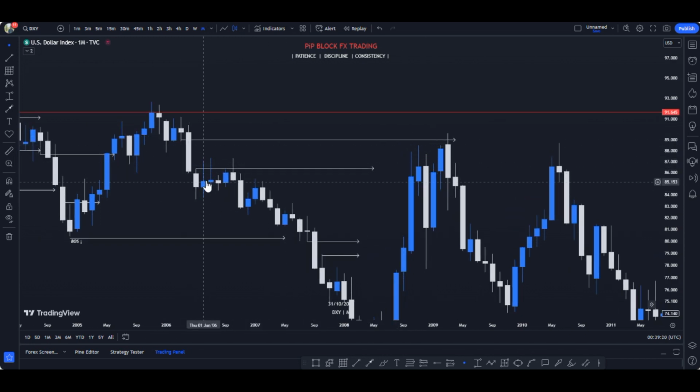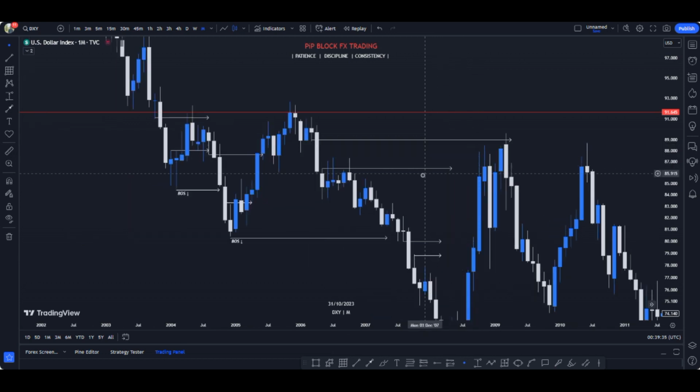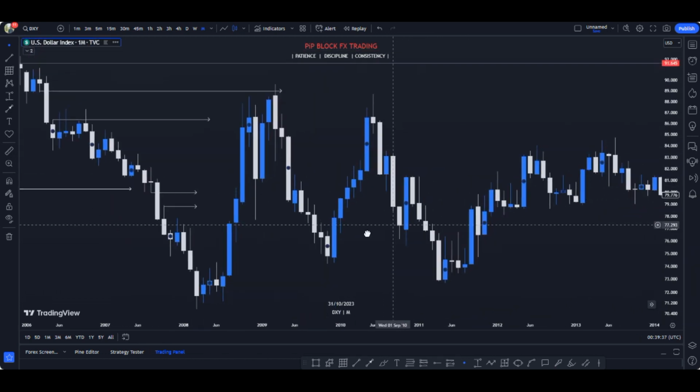So once price created this imbalance, it traded into it, right? I think about almost 50%, but later came down after. So this even happened in 2006, and then later in 2008, 2009, price came to completely fill this particular imbalance.